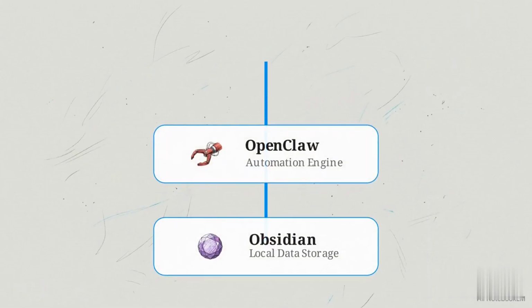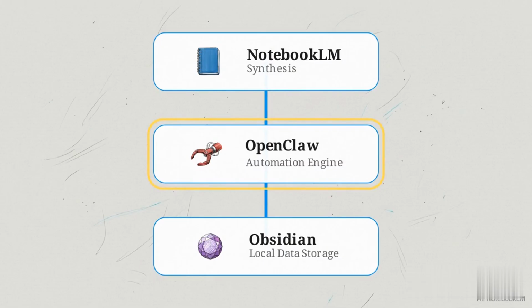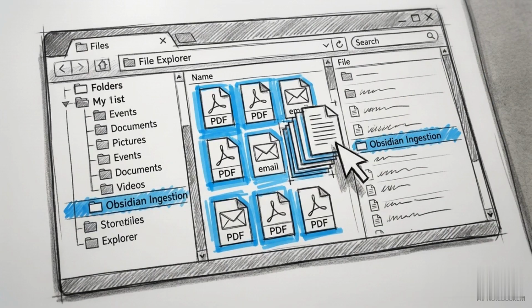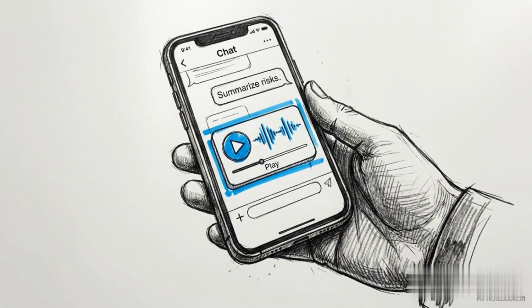To build a system that actually remembers, we use a three-part stack: OpenClaw as the automation engine, Obsidian for local data storage, and Google Notebook LM to synthesize that data into high-level insights. By the end of this tutorial, you will be able to trigger a full document ingestion and generate a custom audio podcast about your research by sending a text message through Telegram.